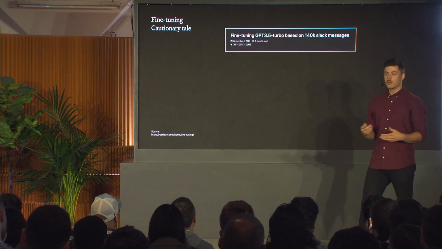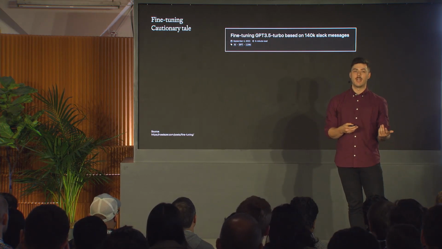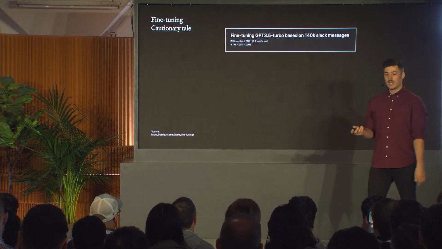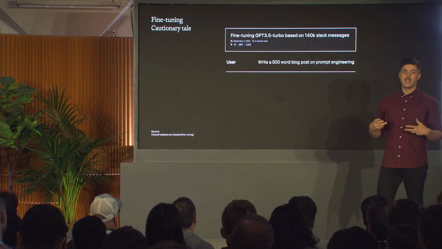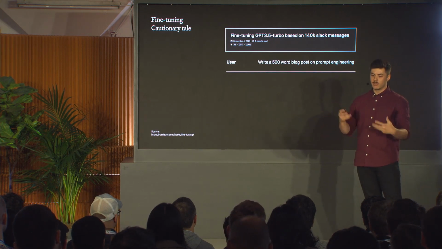So they had a great idea, and they said, I'm going to download two years' worth of Slack messages, 140,000 messages in total. They wrote a script to format these Slack messages into a data format that's compatible with fine-tuning, and then they fine-tuned 3.5 Turbo on these Slack messages. A long process: you have to collect the data, aggregate the data, massage it into a format that's compatible with fine-tuning, and fine-tune the model.